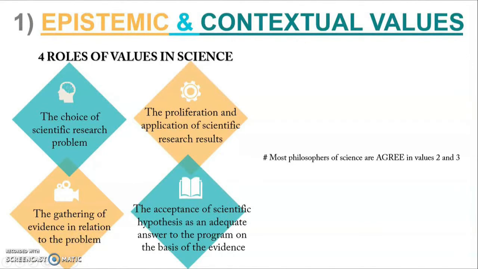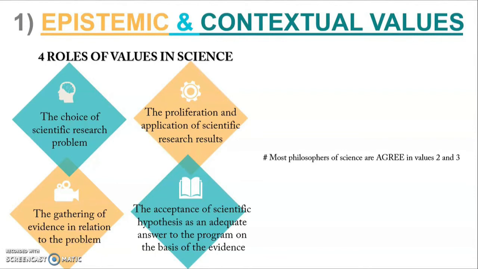The first subtopic is epistemic and contextual values. There are 4 roles of values in science. First, the choice of scientific research problem. Second, gathering of evidence in relation to the problem. Third, the acceptance of scientific hypothesis as an adequate answer to the problem on the basis of evidence. Fourth, the proliferation and application of scientific research results.